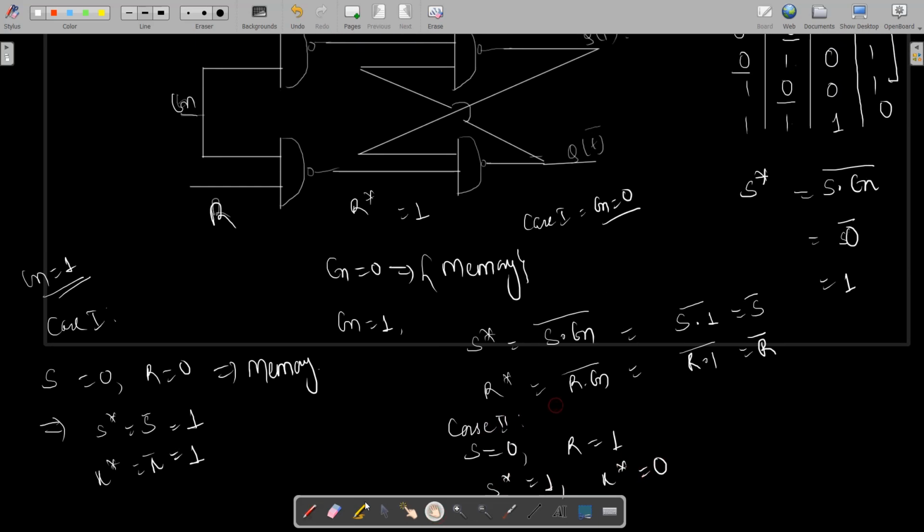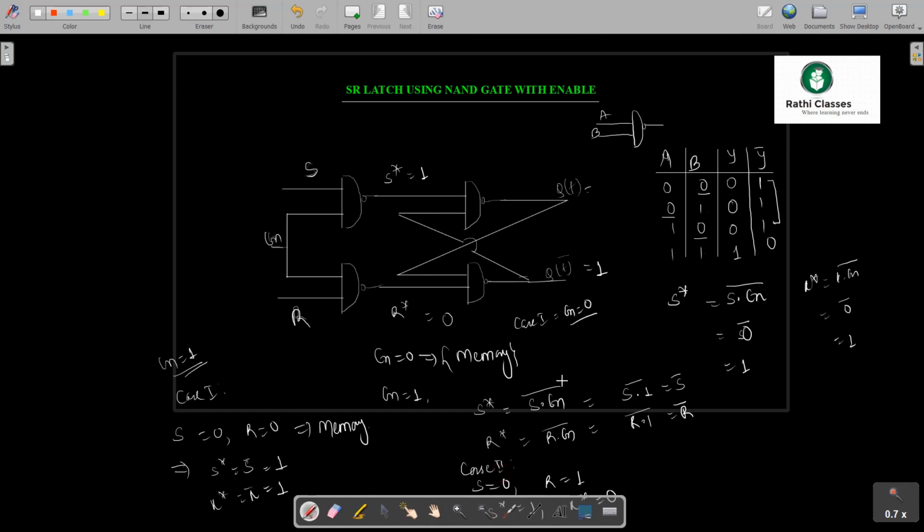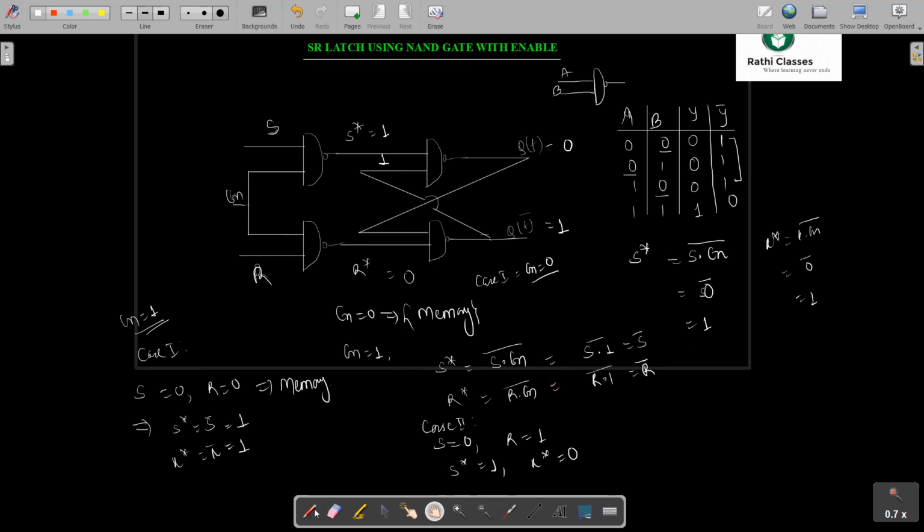Now as you can see, if one of the inputs, say R star, is equal to 0, if any one of the inputs of the NAND gate is 0, my output is always equal to 1. So Q of T bar equals 1. If Q of T bar equals 1, this 1 will be shorted over here, 1 and 1, and the output would be 0. So when S star is 1 and R star is 0, it implies Q of T equals 0 and Q of T bar equals 1. So this is the second case.